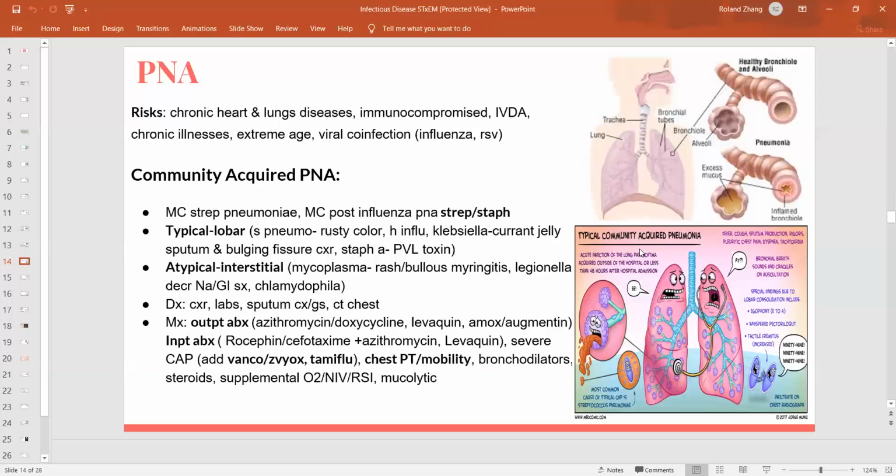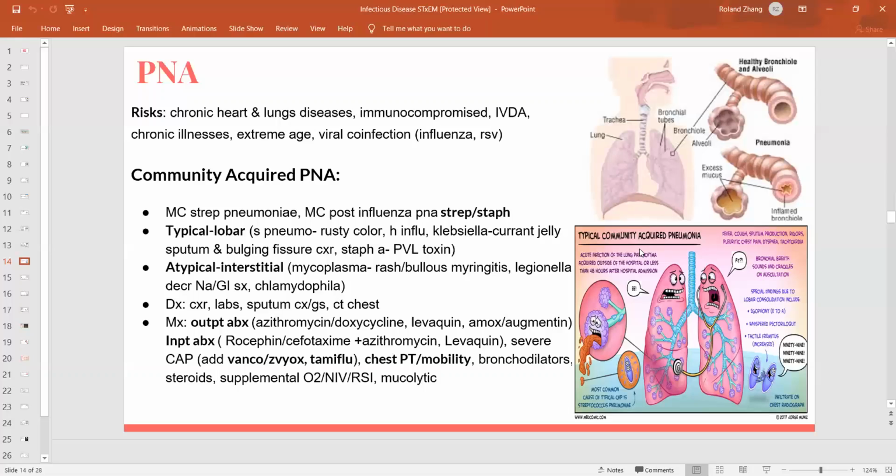Atypical pneumonia will cause kind of your interstitial opacity. And usually when you see this, mycoplasma will be your number one. Other things that mycoplasma can cause are a rash and bullous myringitis, meaning that they have a rash in their ears, like a bulla in their ear.